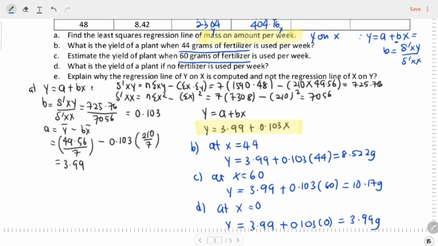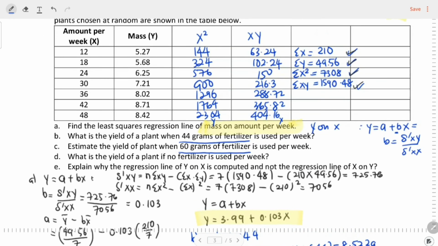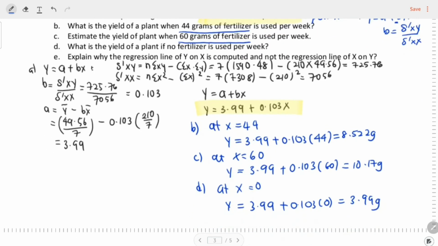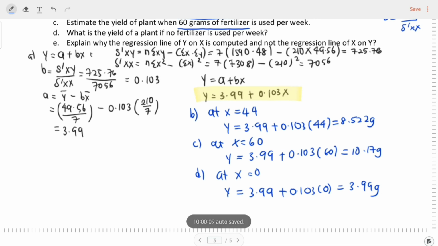Just a little comment here. If you're referring to the recorded values of fertilizers we use, it is from 12 until 48. And it's valid if we calculate the y values for x equals 44. Then for x equals 60 and x equals 0, for your questions C and D, it is a little bit out of range from the recorded values of amount of fertilizers used. So C and D is just simply an estimation. It could be right or it could be wrong, because we are not sure.